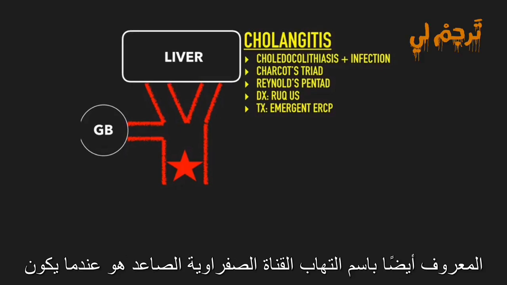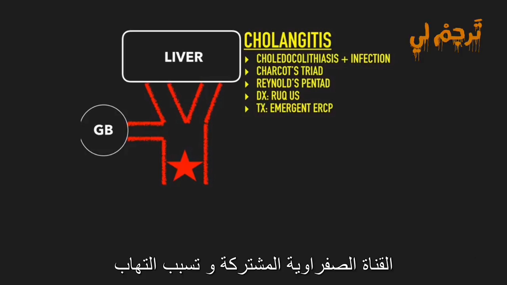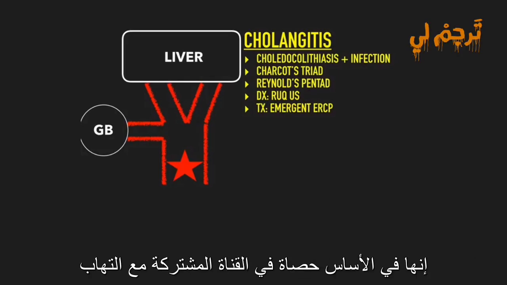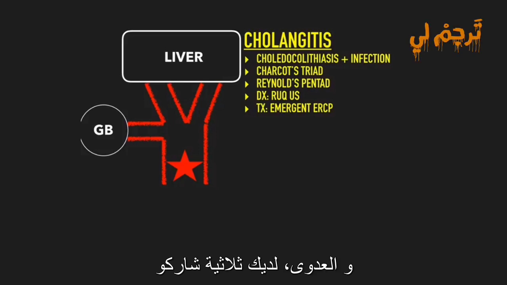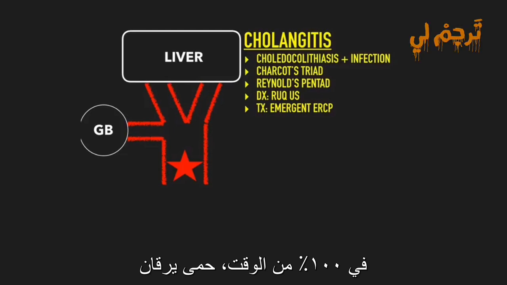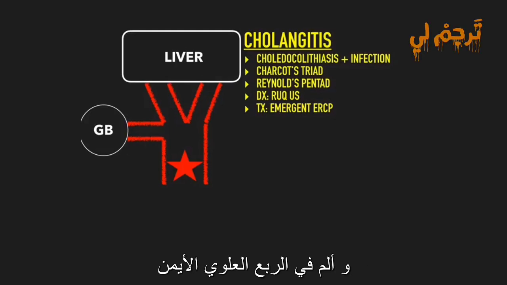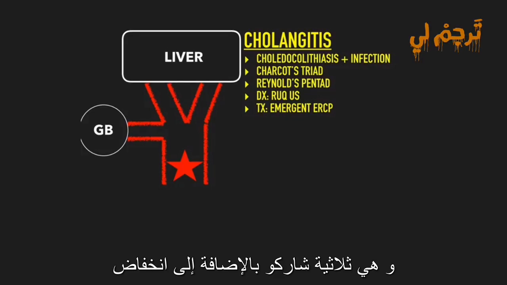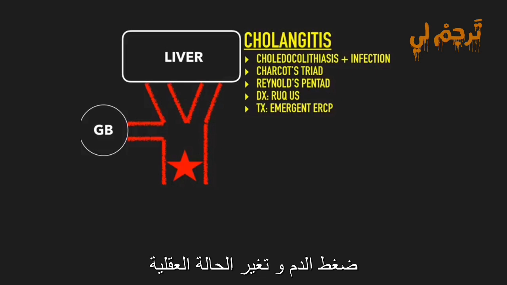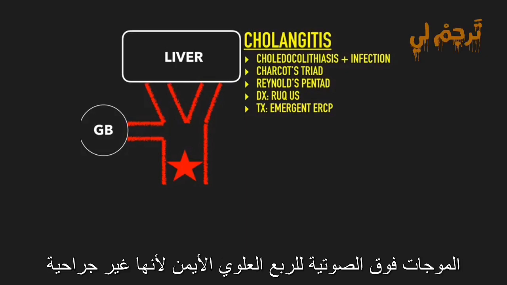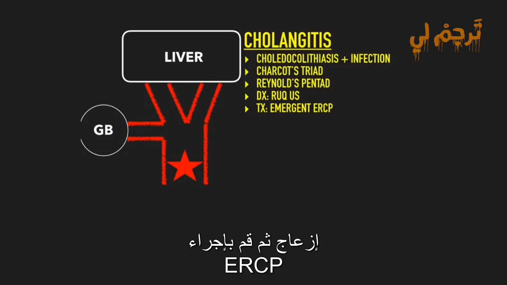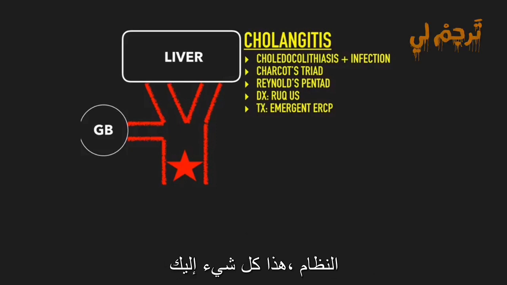So let me summarize cholangitis for you in one quick high-yield way. Cholangitis, also known as ascending cholangitis, is when there is a stone that gets into the common bile duct and causes an infection. It's basically a choledocholithiasis plus an infection. You have Charcot's triad 100% of the time: fever, jaundice, and right upper quadrant pain. If the patient progresses and they get worse, they can develop Raynaud's pentad, which is Charcot's triad plus the addition of hypotension and altered mental status. It is a poor prognostic factor and may indicate that the patient is going into shock. To diagnose this, you want to quickly get a right upper quadrant ultrasound because it's non-invasive and will not cause the patient any discomfort, and then do an emergent ERCP to pull out the stone that's obstructing the system.